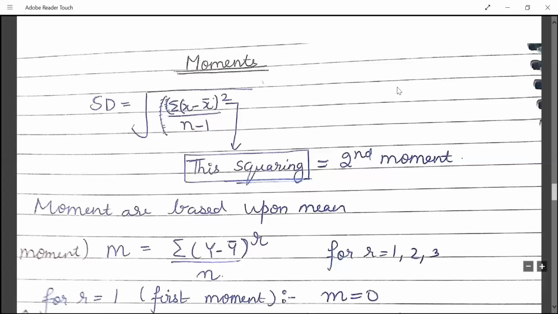Hello everyone. So continuing with the measurement of dispersion, we have completed range, interquartile range, standard deviation, variance, standard error of mean. The next two remaining are skewness and kurtosis. For learning about skewness and kurtosis, we should be clear with the concept of moment.